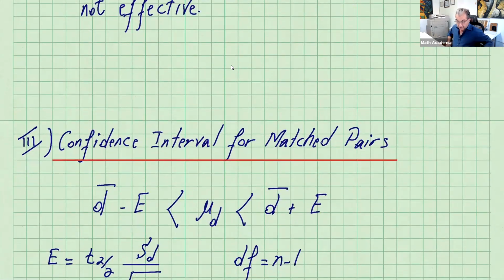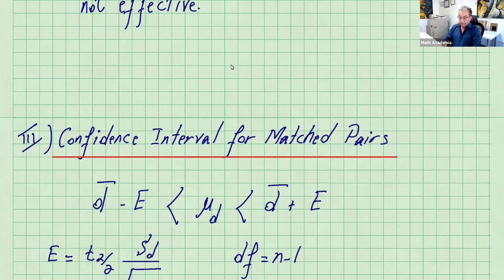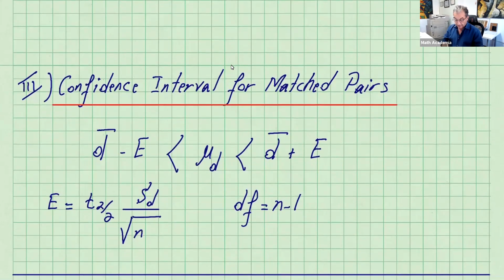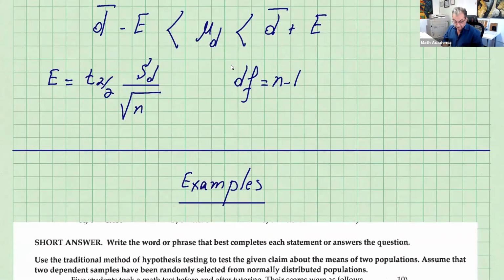Then there is one little point to know also. We can find the confidence interval for mu sub d. So mu sub d is a number between d bar minus E and d bar plus E, exactly like mu. And we did x bar minus E and x bar plus E. It works exactly the same thing. The critical values are t values, and the margin of error is t sub alpha over 2 times s sub d divided by square root of n. And again, the degrees of freedom are n minus 1.